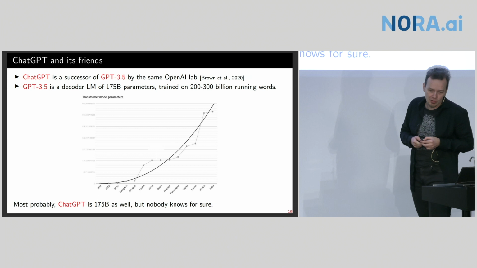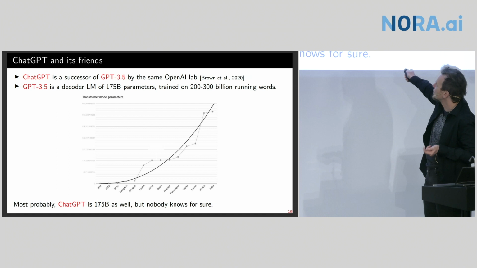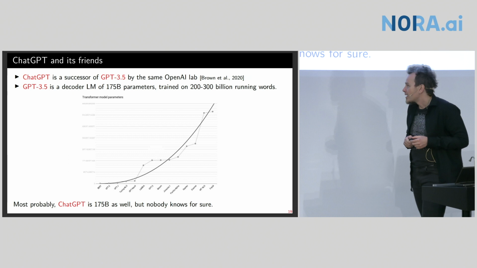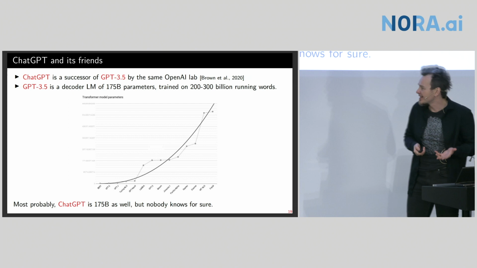200 or 300 billion words. So 175 billion parameters is not the largest model in the world. So we know that, for example, Google's Pathways language model is about 4 times larger. We don't know what's the size of ChatGPT. Most probably, it's also 175 billion parameters, but OpenAI doesn't explicitly state this. So we can only guess.